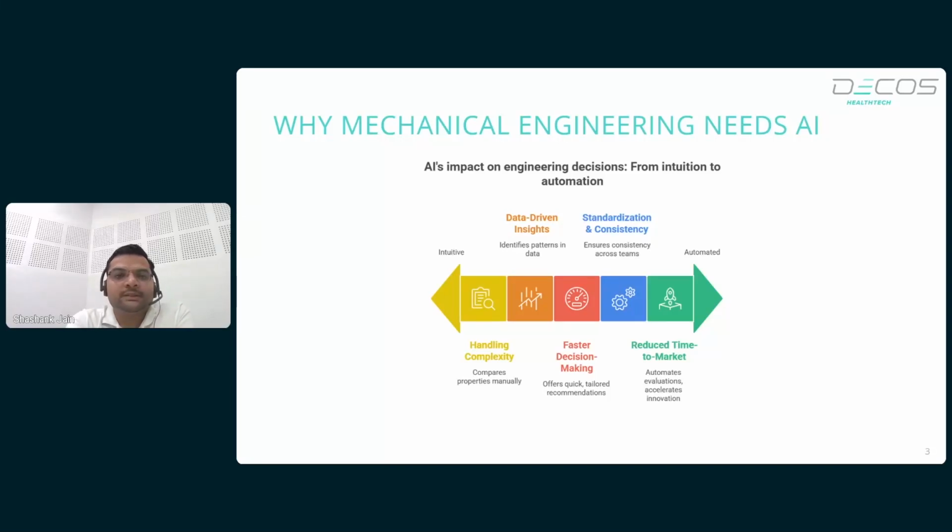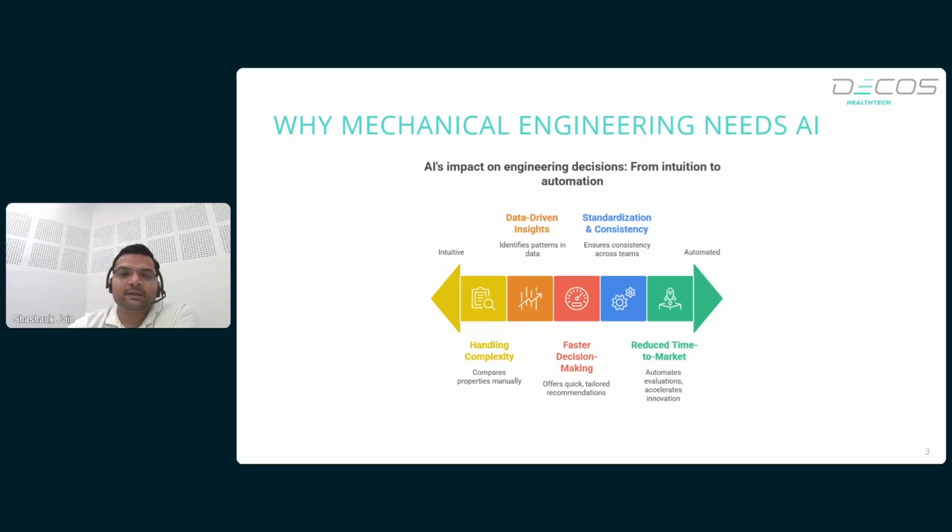Now in this slide I would like to discuss why in today's era we need to integrate mechanical engineering with AI, or why mechanical engineering needs artificial intelligence. Let's ask ourselves a question. In the context of modern product development, where engineers face a rapidly expanding library of materials, tighter timelines, and increasing complexity in performance requirements, how can AI help mechanical engineers make better design decisions?